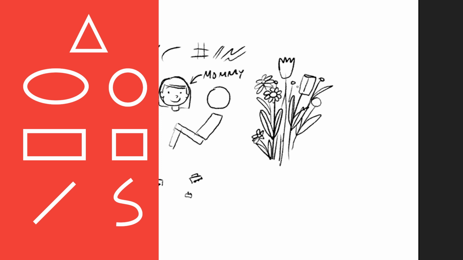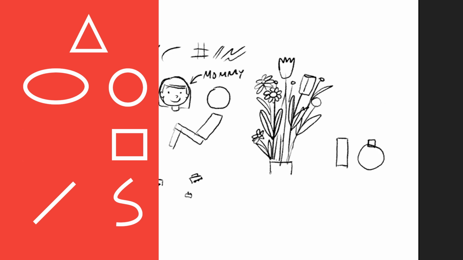Okay, so for flowers, if you're going to make flowers for mommy, we can make it into a vase. So how do we draw a vase? Well, we can use a rectangle, or maybe we use a circle with a square. So let's do the circle and the square. So you can give mommy a vase for Mother's Day.